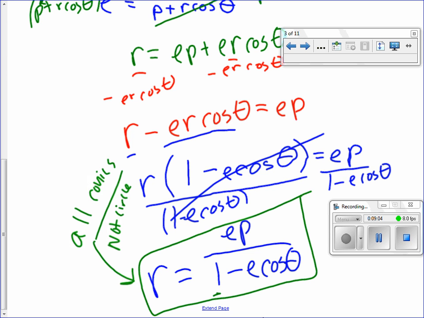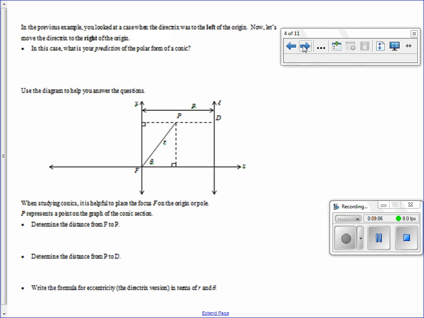So I just want to show you that if we went to the next page, it's another derivation. We don't need to do this one. In this derivation, all we've done is we've put the directrix on the opposite side, so we are going to skip that.